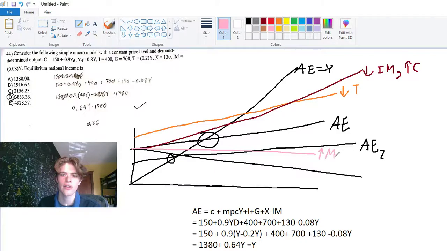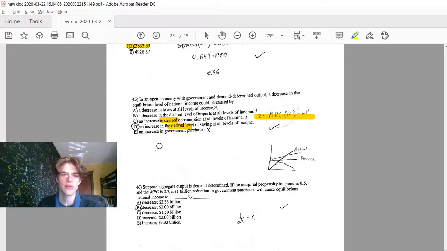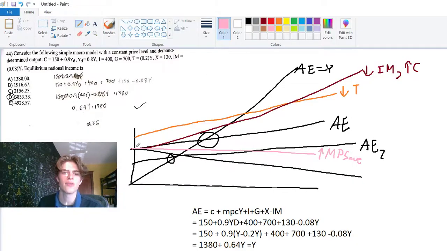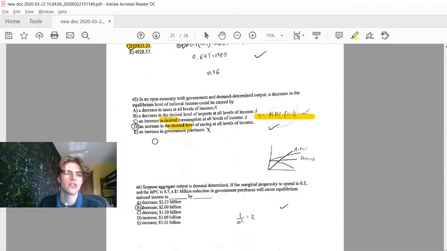Higher MPS, that marginal propensity to save. That one's good. And an increase in government purchases would be just a straight shift upwards. So we get that one. D.